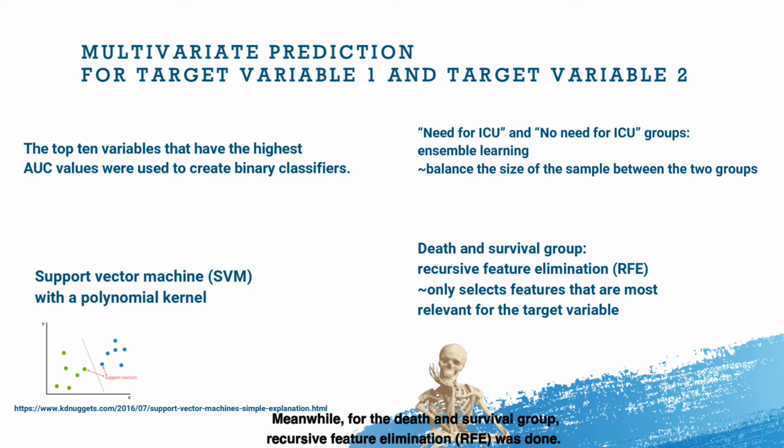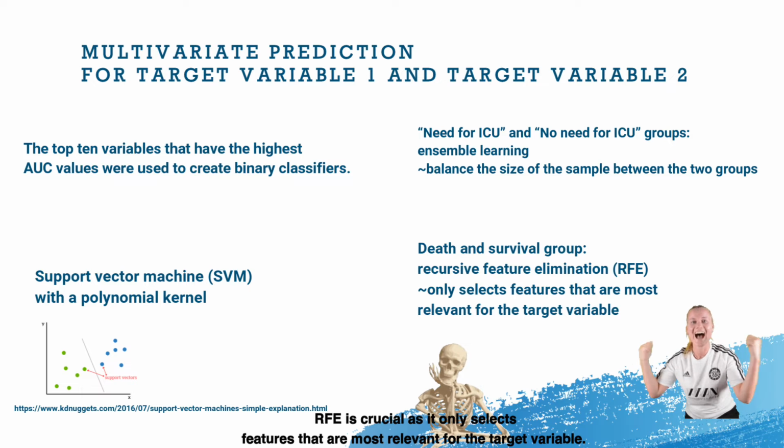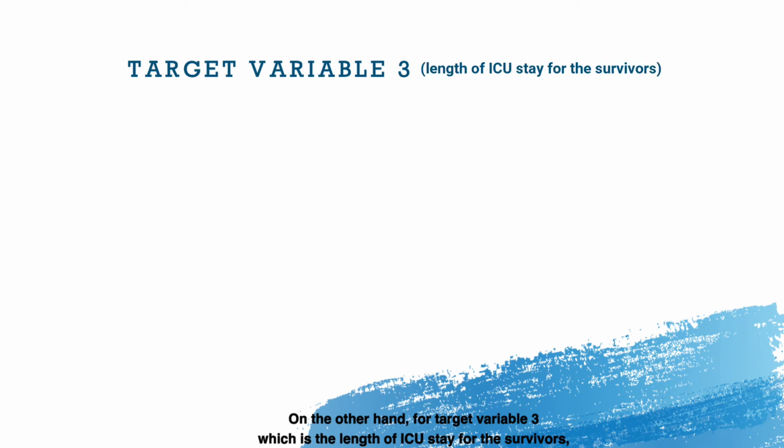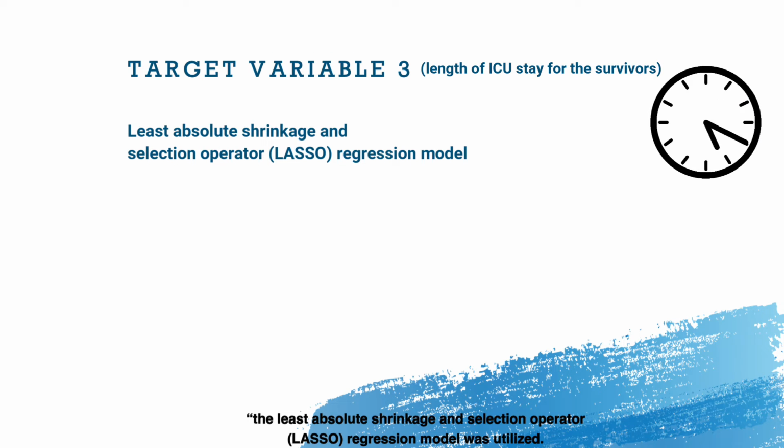Meanwhile, for the death and survival group, recursive feature elimination was done. Recursive feature elimination is the kernel as it only selects features that are most relevant for the target variable. On the other hand, for target variable 3, which is the length of ICU stay for the survivor, the least absolute shrinkage and selection operator regression model was utilized.